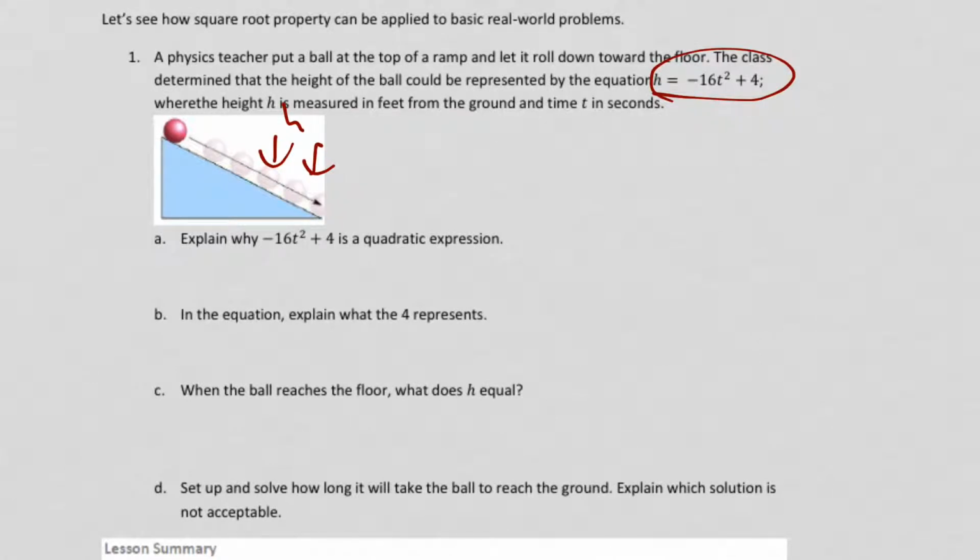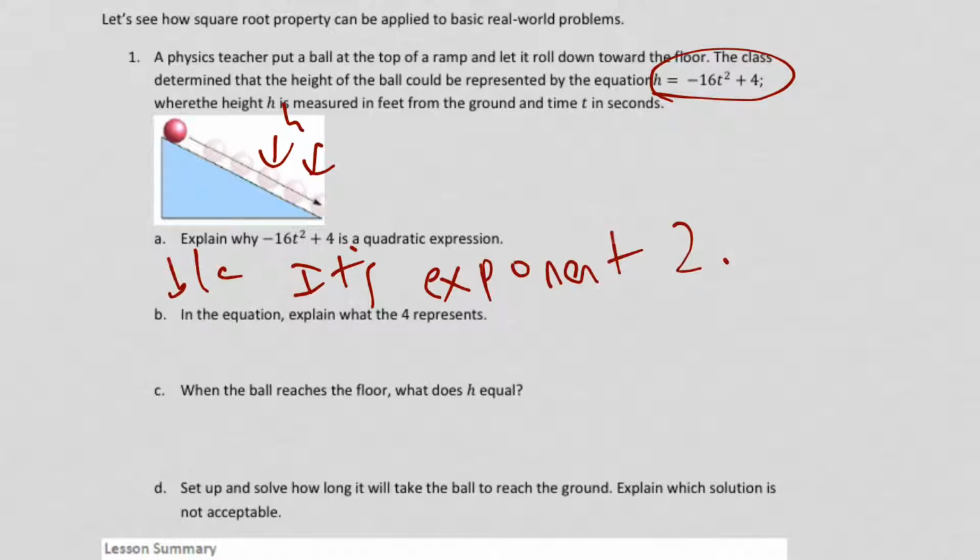So part A asks you, explain why it's a quadratic. It's a quadratic because it has an exponent 2. That is not good grammar, but you guys get the idea.